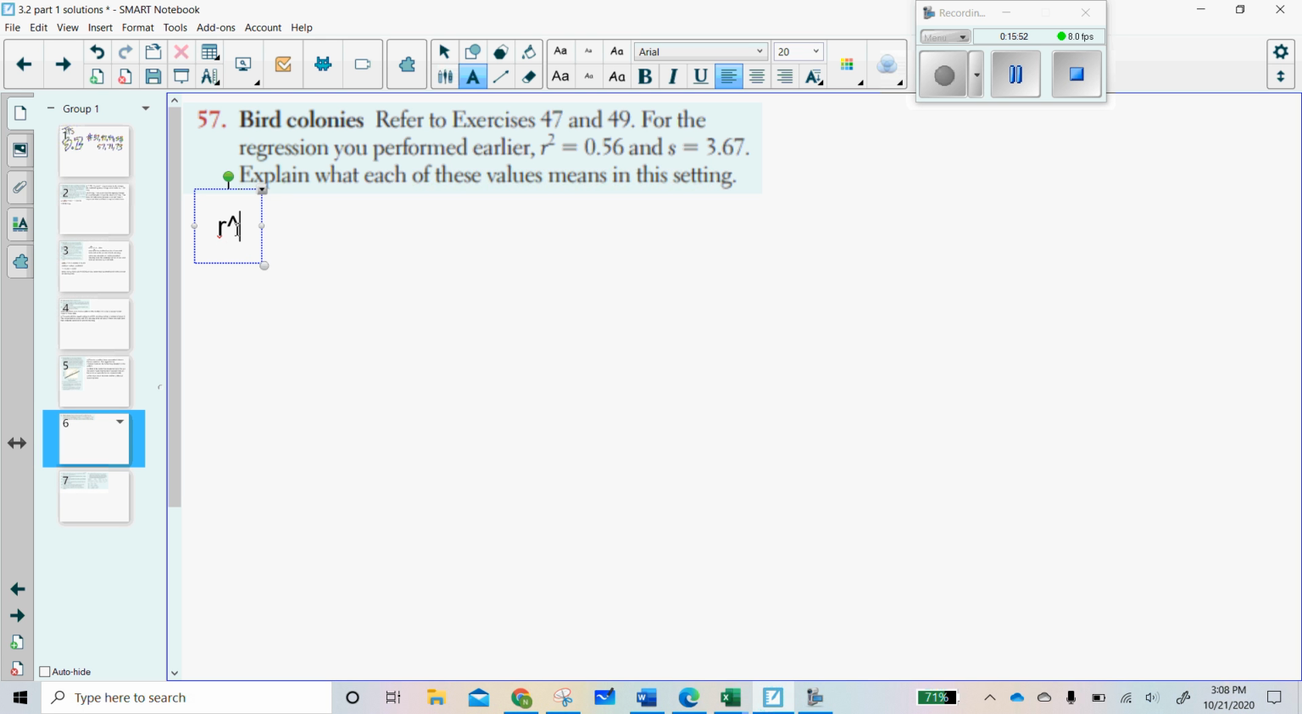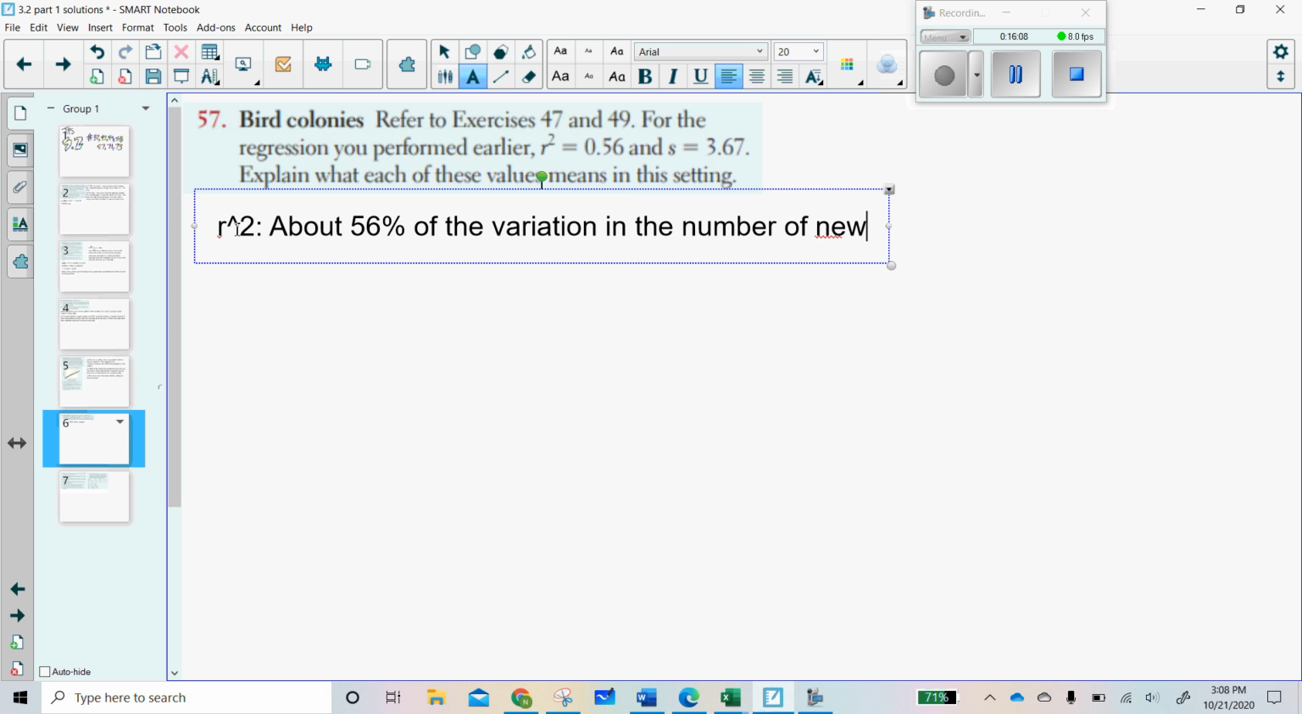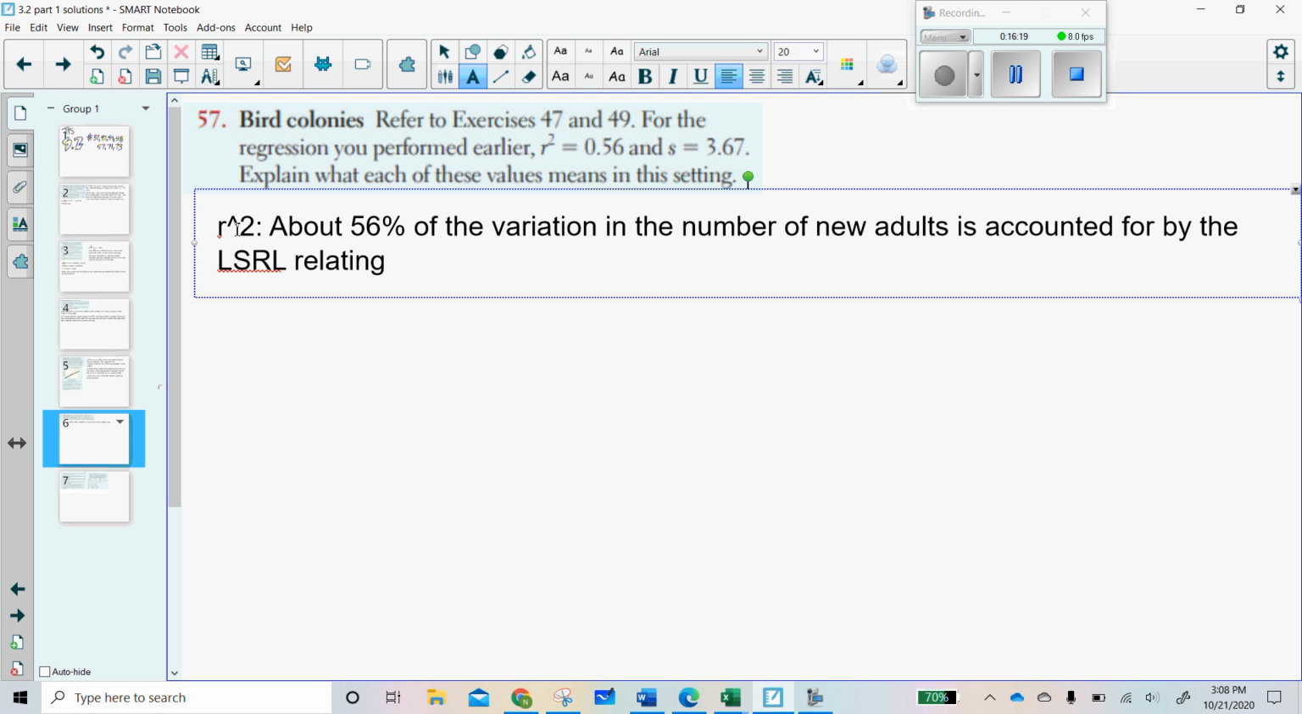For R squared, I would say about 56% of the variation in the number of new adults is accounted for by the least squared regression line relating number of new adults to percent returning.